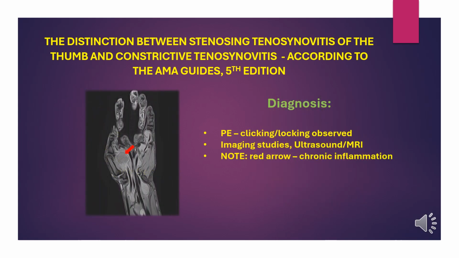Now, in order to establish a diagnosis, it's typically made through, obviously, a physical examination where the doctor may observe the catching or locking of the thumb. Additionally, imaging studies such as an ultrasound or an MRI, as you see to the left here, can be used to assess the extent of the inflammation and of any structural abnormalities that would be present.